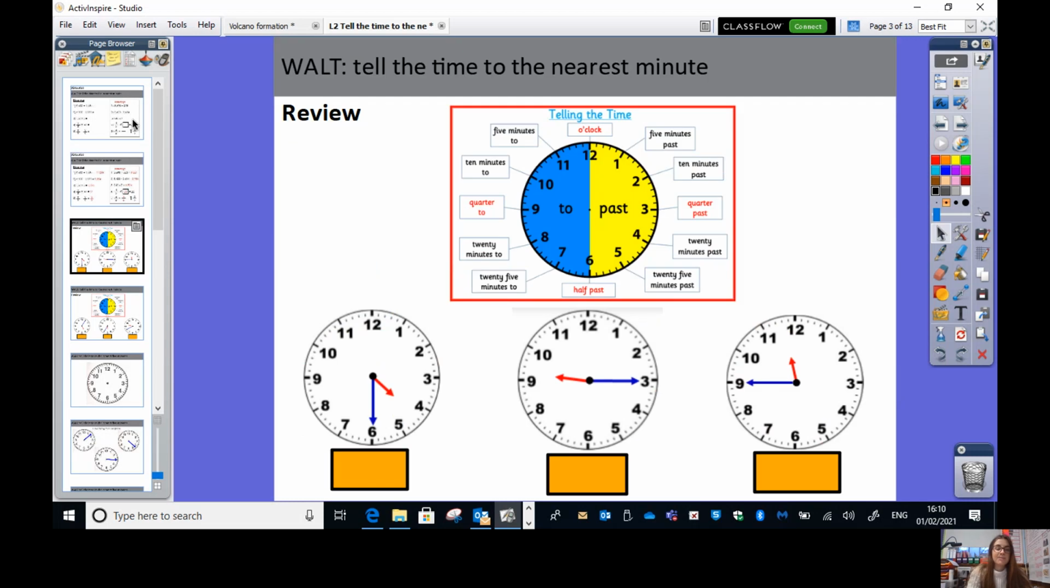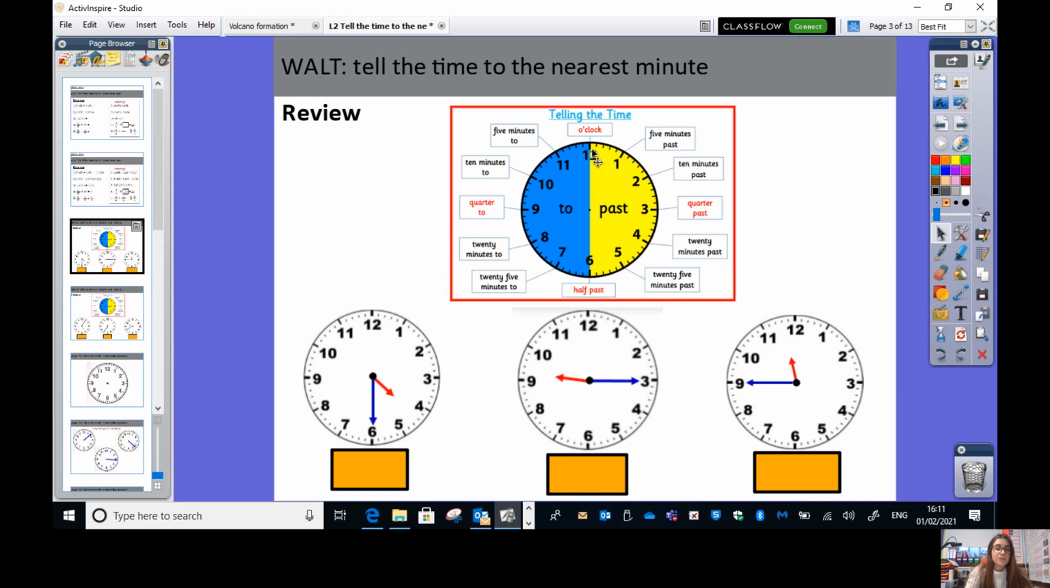So today we're telling the time to the nearest minute, but yesterday you were telling the time to the nearest 5 minutes. So we're going to do a quick recap. My blue hand is my minute hand, it is the longer hand. If the longer hand is pointing to the 12, it's o'clock. If the longer hand's pointing to the 3, it's quarter past. To the 6, it is half past. Or to the 9, it is quarter to.